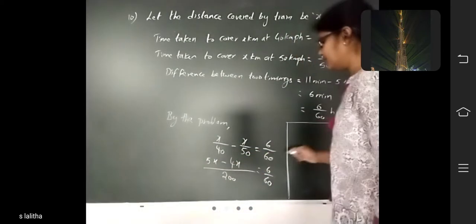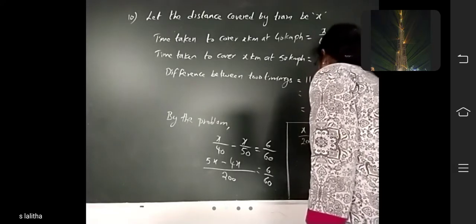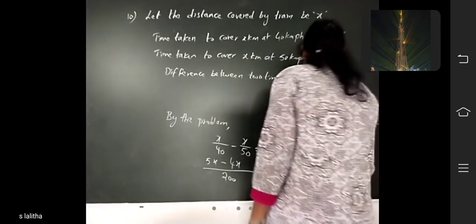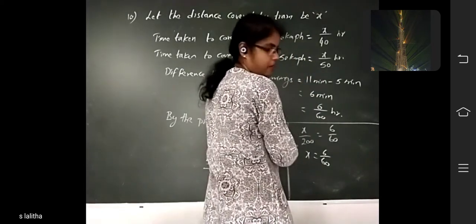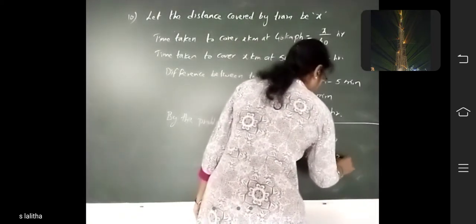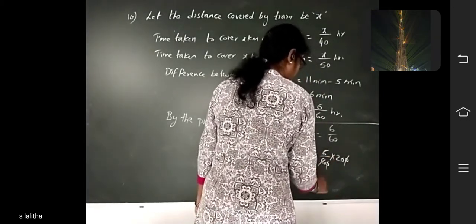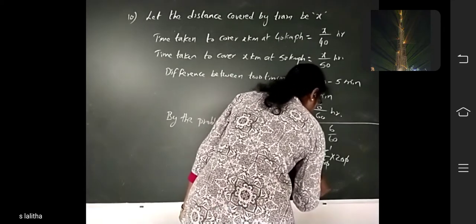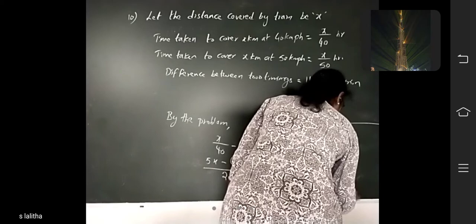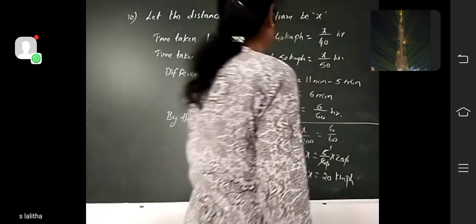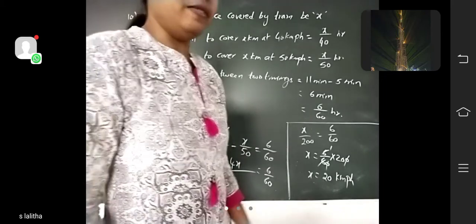So 5x minus 4x how much? x by 200 equal to 6 by 60. Now x is equal to 6 by 60. Here 200 is divided. If you transpose it here, what will become? Multiplication. 0, 0 will be cancelled. 6 to 6 will be cancelled. So x is equal to 20 kilometers. So what is the distance covered by the train? 20 kilometers. Okay.